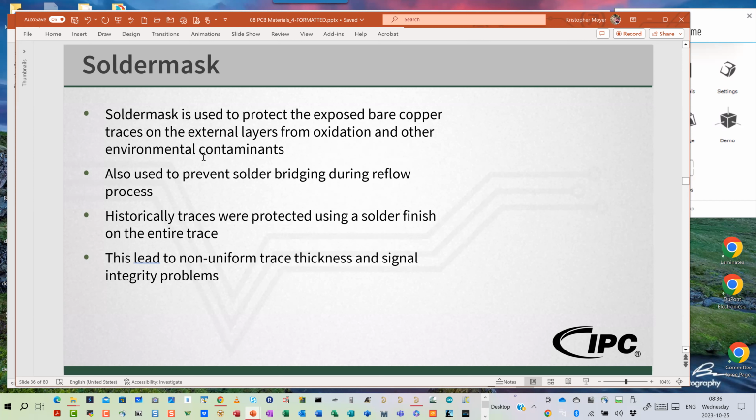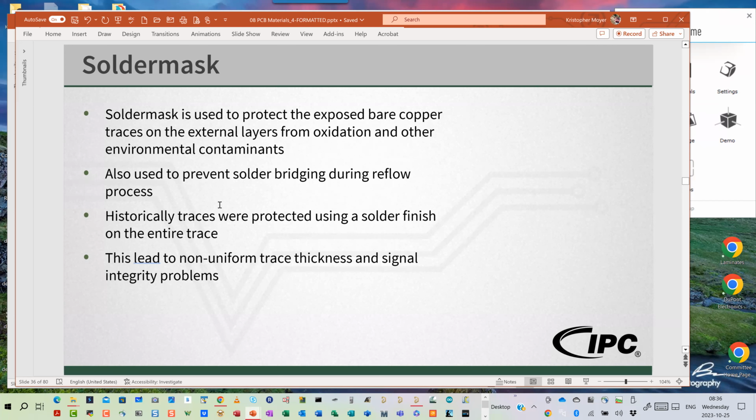Historically, in older boards, we would do the protection from oxidation by going in and coating the entire board in solder. You would literally take the bare board, dip it in molten solder, pull it out, blow the excess off, and that's how we would protect copper from oxidation and contamination. The second and probably the more primary use of solder mask, it's called solder mask for a reason. It also prevents solder bridging during the reflow process.